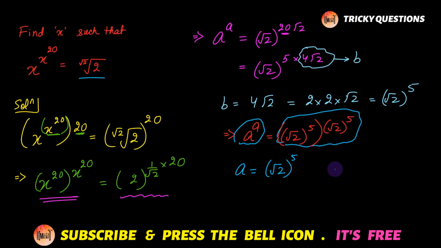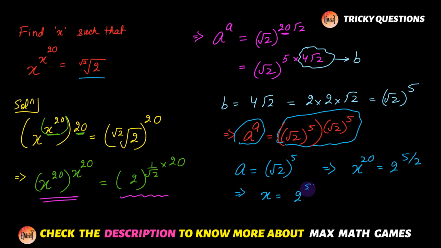Okay, and hence a is given by x raised to the power 20, that is 2 raised to the power 5 divided by 2. So that will simply give us that x is equal to 2 raised to the power 5 divided by 2 into 1 divided by 20, and hence we will get that x is equal to 2 raised to the power 1 by 8, and that is the answer to our question.